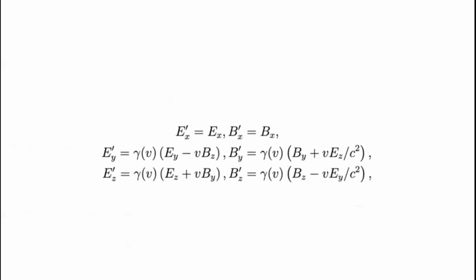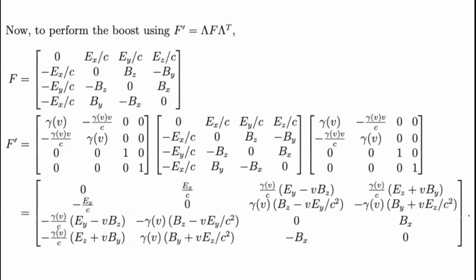And again, this is just coming straight out of the matrices. For example, in F, the index 0, 1 would be EX over C, and in F prime, the index 0, 1 is also EX over C. And then you can see that in 0, 2, that quantity versus the quantity in F 0, 2, you can just set those equal to each other and solve for the E prime.